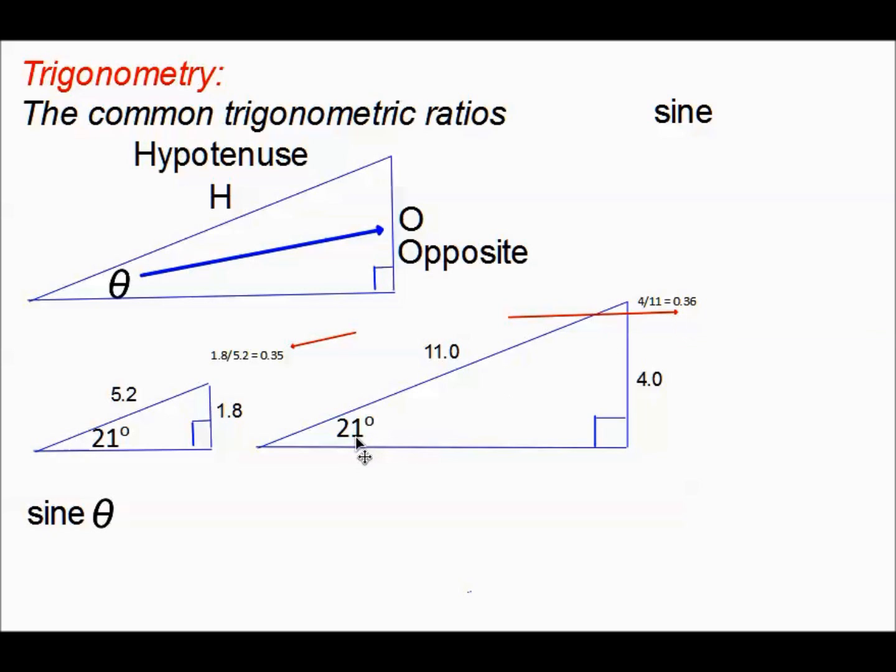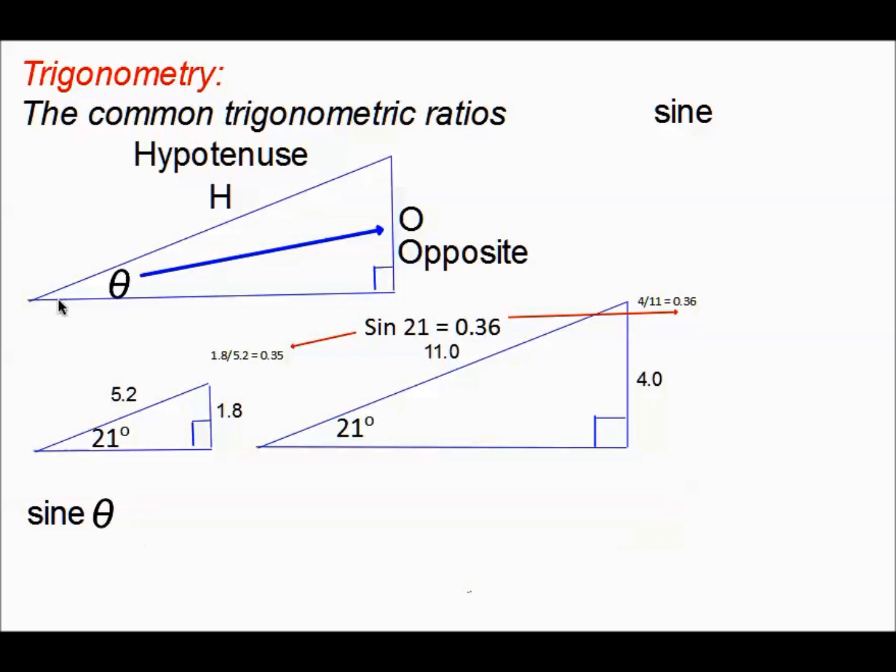Now, you don't have to look it up in the book anymore. We can now use our calculator. If you hit sine 21 on your calculator, rounded to two figures, you see it's 0.36. So what this means is it doesn't matter what size a triangle is, as long as it's right-angled, as long as it has an angle of 21 degrees, the opposite divided by the hypotenuse will be 0.36. That is called the sine of 21.